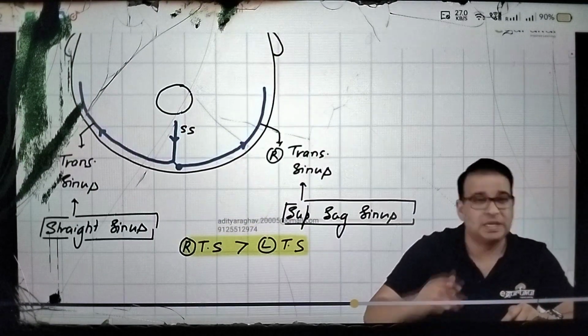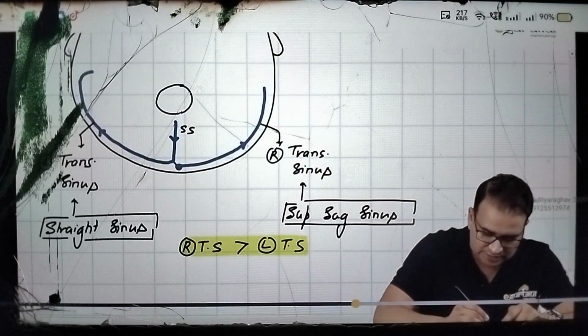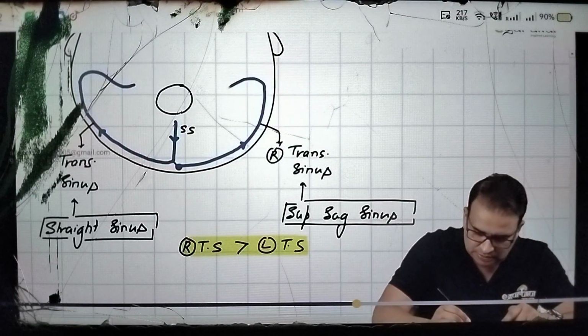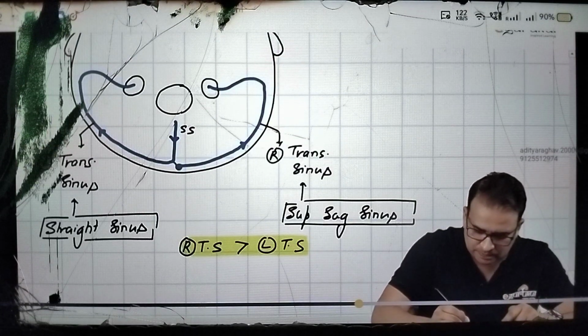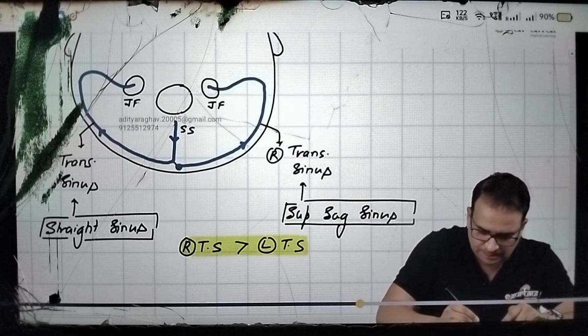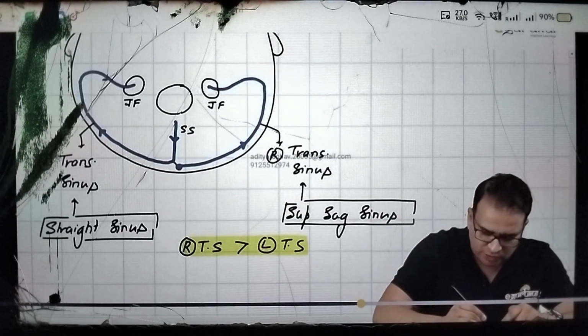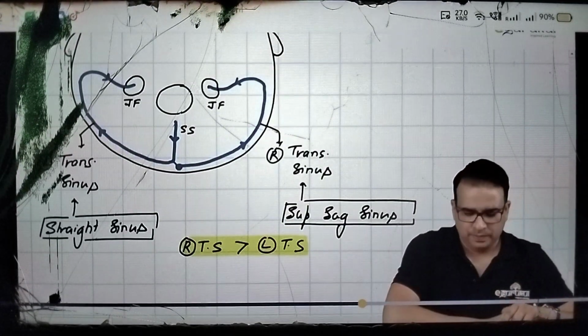Then we saw that the transverse sinus will give off its blood into the sigmoid sinus. Let's say here we have a sigmoid sinus. And there's a sigmoid sinus here as well, which is obviously going out of the jugular foramen. These are the jugular foramen. Keep drawing all these arrows so that later on you don't have any issue understanding the direction of the blood flow.